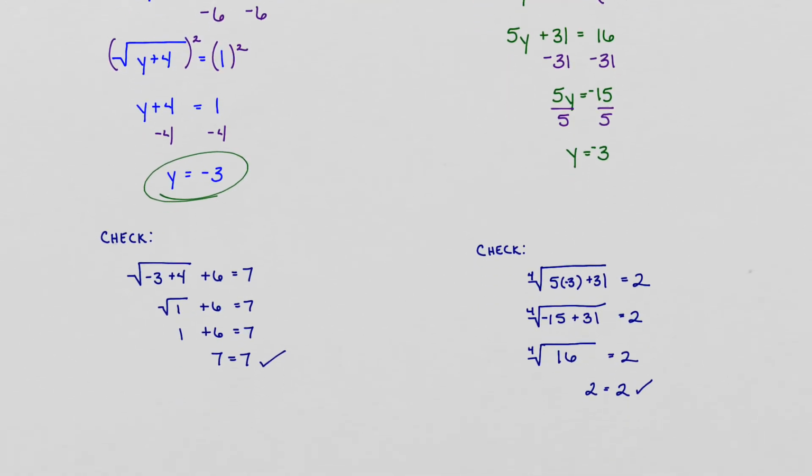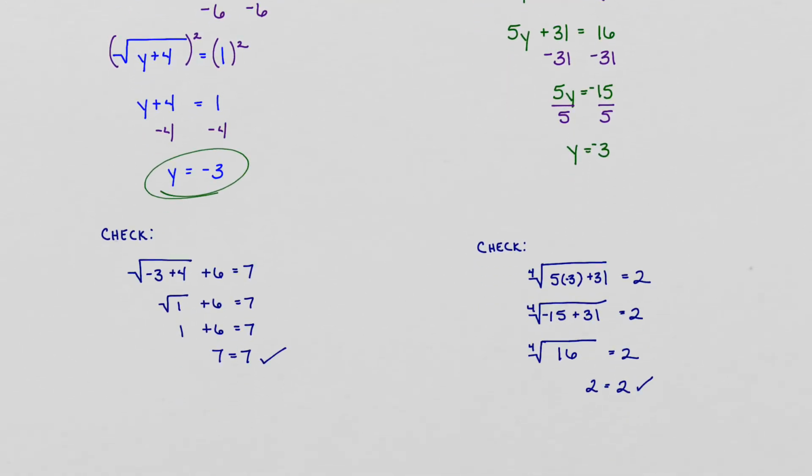And when we check, it does look like everything works out. Yes, we do at first have a negative 15 plus 31, but when we combine those two values, we have a positive number underneath that even indexed root. We can take the fourth root of 16, that is 2, and 2 equals 2, so this is a true statement as well. So in this particular case, these two problems, neither one had any extraneous solutions.